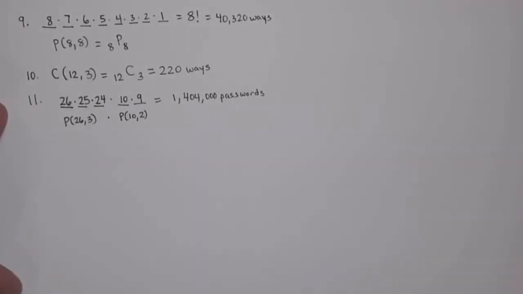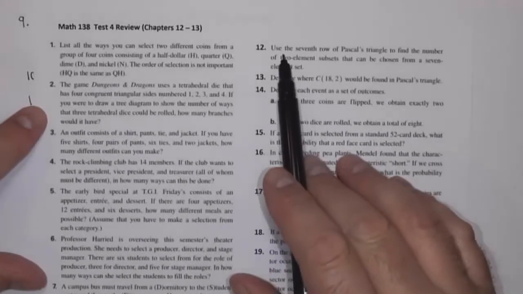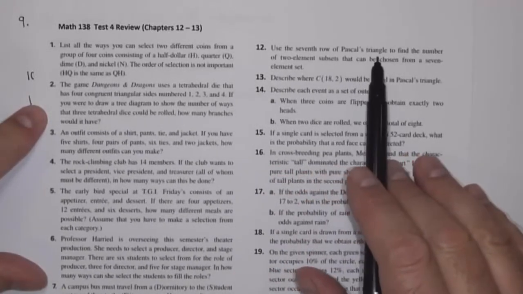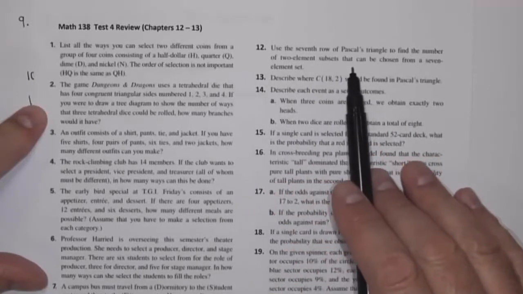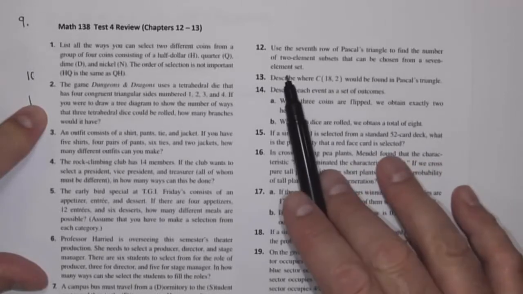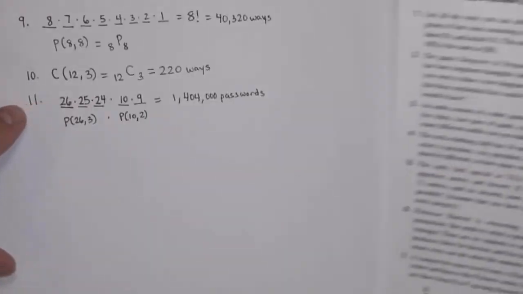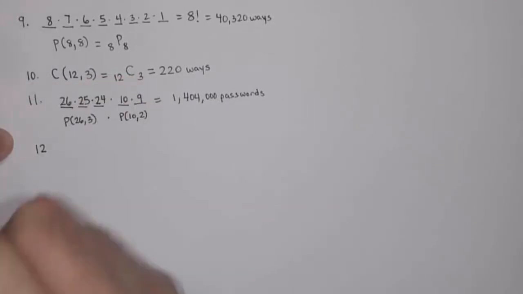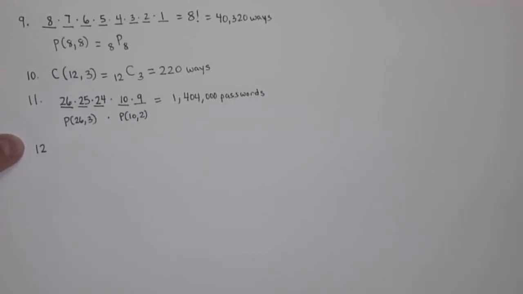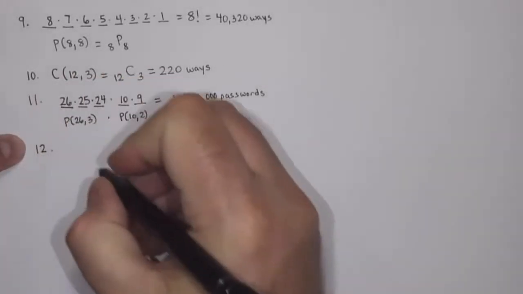Let's take a look at number 12. Number 12 says, use the 7th row of Pascal's triangle to find the number of 2-element subsets that can be chosen from a 7-element set. So we're going to pick 2 elements out of 7 elements, and the question basically is how many different ways can we do that? And so we're going to use Pascal's triangle to figure that out.